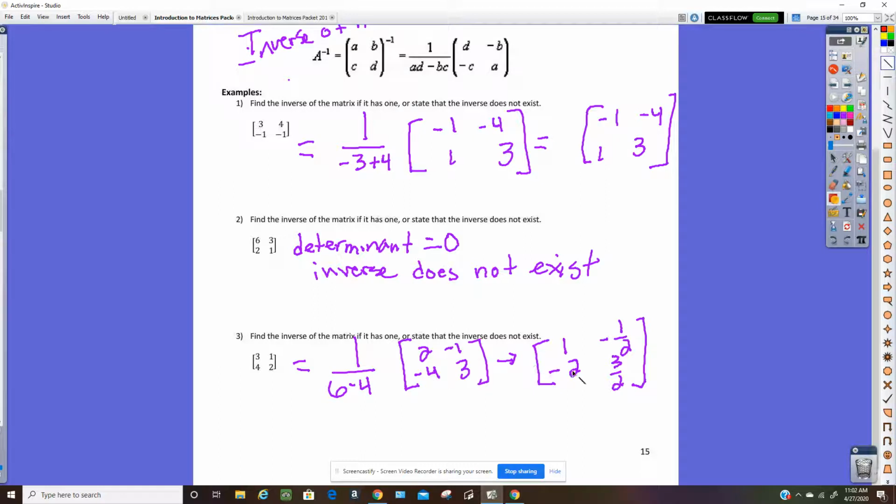1/2 of -4 is -2. And 1/2 of 3 would be 3/2. So you multiply each entry by 1/2 here. That's 1 over the determinant, and you end up with this. So in other words, if I multiply these two together, I would get the identity matrix.